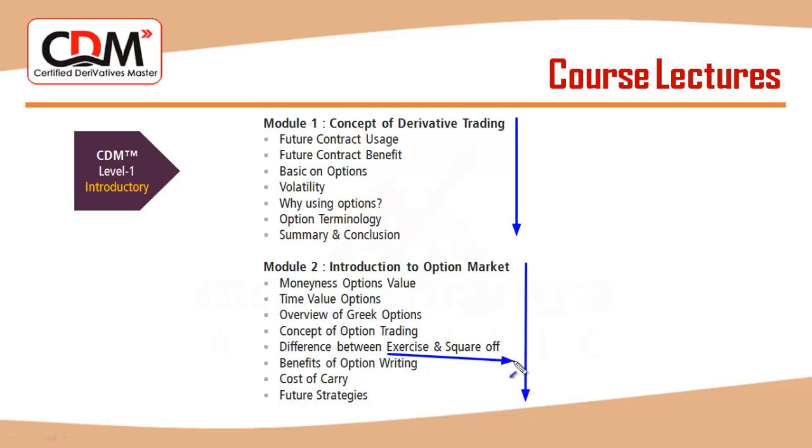What is the difference between exercise and square off? What is the concept of option trading? What are the option Greeks? Greeks means delta, theta, gamma. What are the important things we should learn about them, like what is delta theory, and how beta is going to affect our trading. So everything about options we are going to cover in this basic module. Cost of carry is also very important, whether we should take our position as positional trading with delivery, or make a short sell position, or a long position on the basis of cost of carry. Then there are also future strategies.